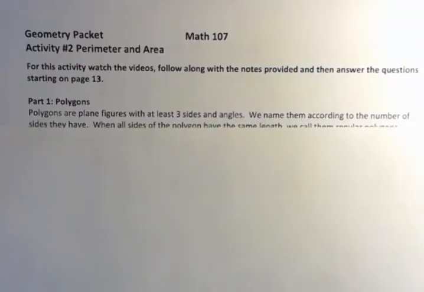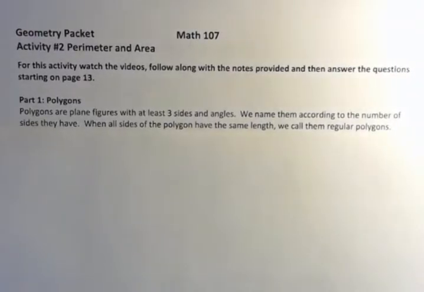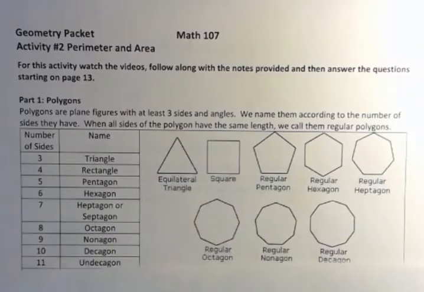Polygons are plane figures. That means they're all flat in one particular plane. They have 3 sides and angles, or more, at least, I should say. We name them according to the number of sides they have. And when all the sides have the same length, we call them regular polygons. So here are pictures of regular polygons, and here are the names of those.